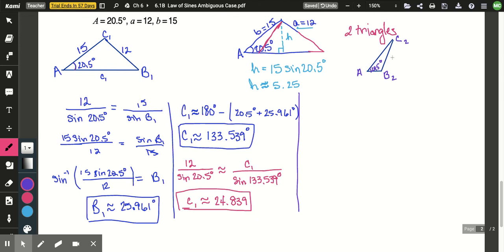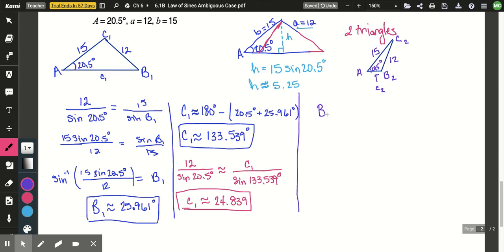The side across from A is still side A, which was given information, so that's still 12. And the side across from B2 is still my given information, so that's still 15. And so this side down here on the bottom is little c2. So the things I need to find on this one are angle B2, angle C2, and side C2.